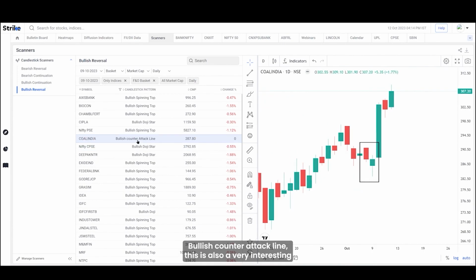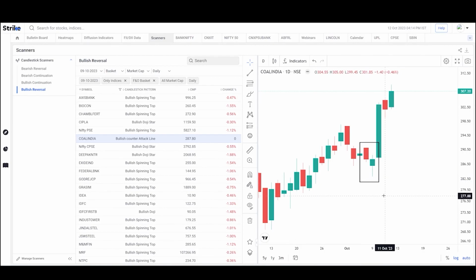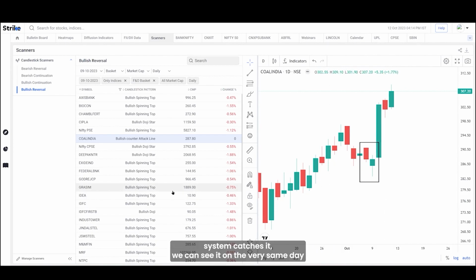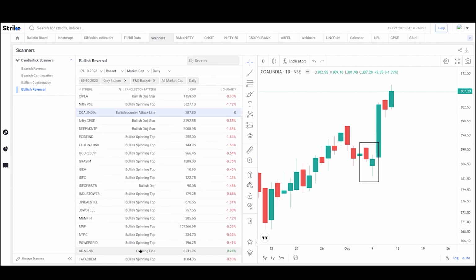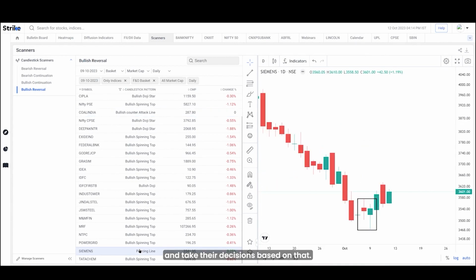Bullish counter attack line. This is also a very interesting reversal pattern that is sometimes not noticeable by the naked eye, but when the system catches it, we can see it on the very same day and take great decisions based on that. So start spotting these patterns with the scanner and you might just find your next trade setup.